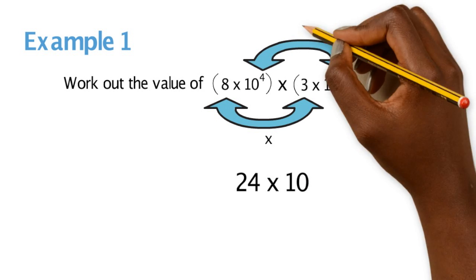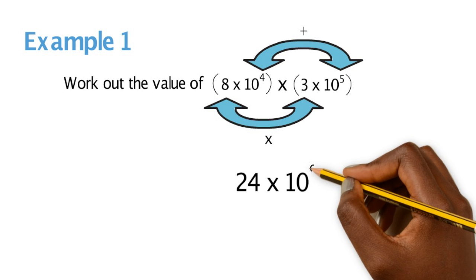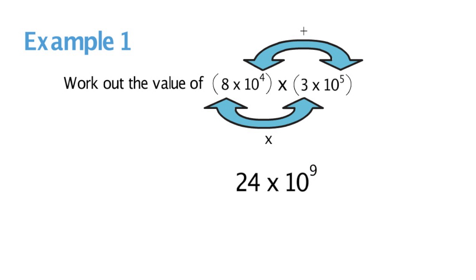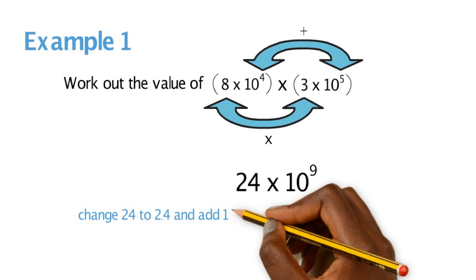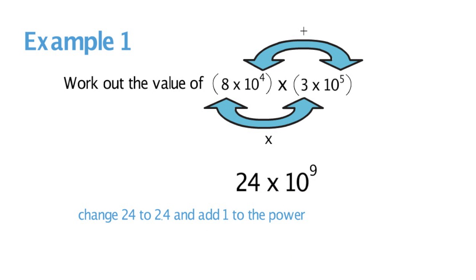Then with the powers, whenever you're multiplying standard form, you add the powers together. So 4 plus 5 would be 9. But then because 24 is not within the range, it needs to be changed to 2.4. And so because it's moved back a decimal place, you add 1 to the power. So that would be your final answer.